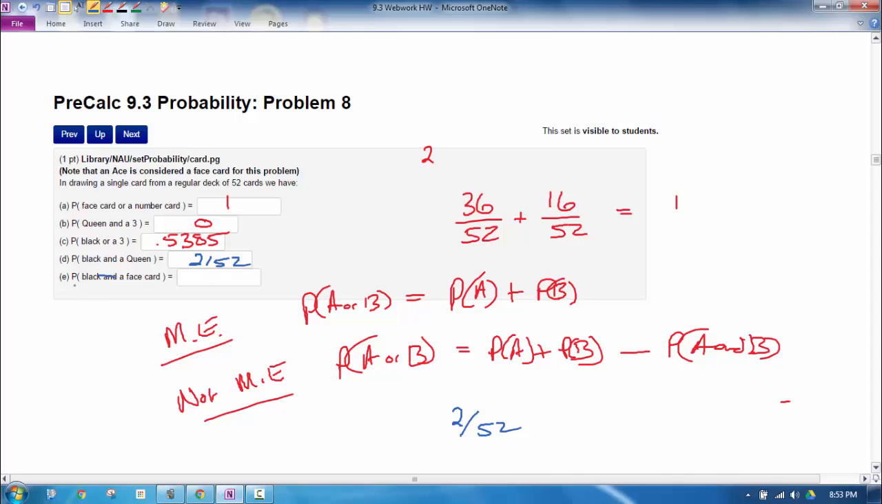All right, and the last one, probability that it's black and a face card. We talked about there being 16 face cards, so half of them must be black, half of them are red. So it'd be 8 out of 52. And you can just enter it in just like that.